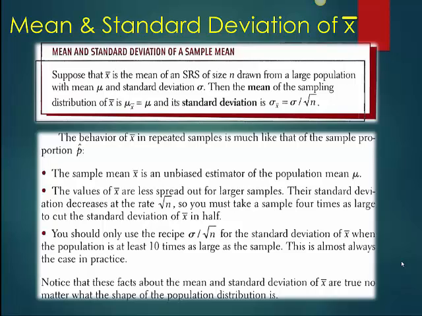So you must take a sample 4 times as large to cut the standard deviation in half, and we've already presented that for proportions. You should only use sigma over the square root of n when the population is at least 10 times as large as the sample, and this is almost always the case in practice. Sometimes it's not quite as obvious, and so we will have to say we assume that the population is 10 times greater than the sample size in order for us to be able to proceed. And notice that these facts about the mean and standard deviation of X bar are true no matter what shape the population is. So it can be skewed left or skewed right, but as we take more and more samples and we take the average of those samples and we create that sampling distribution, it becomes normal.